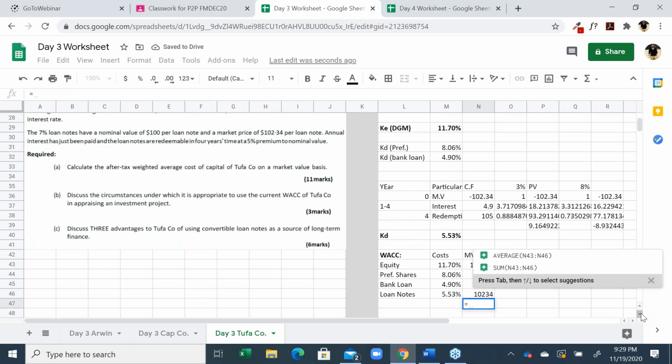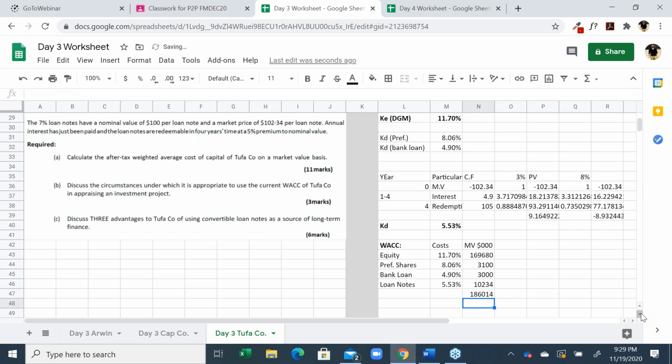And let's add all of them to get the total market value. So we have a total value of investment of 186014. That's the total value of capital, or you call it investment.